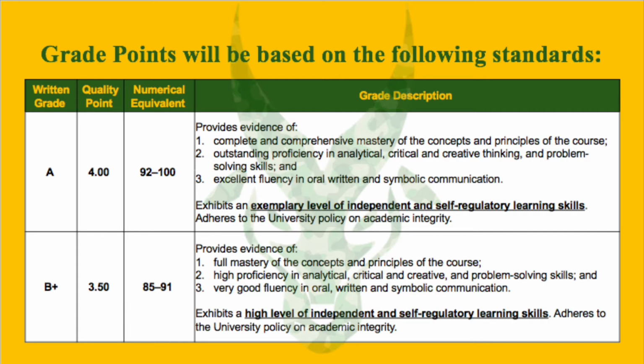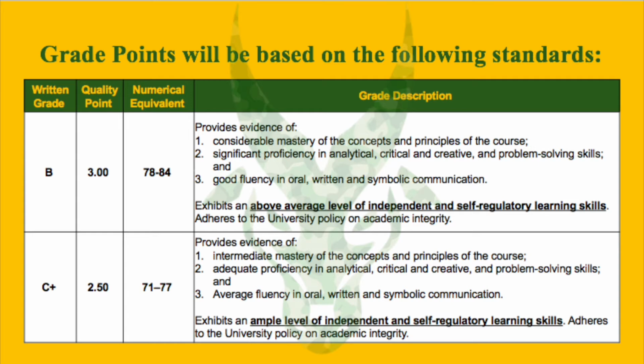So if you get an A, it means you have exemplary performance. You are as good as the teacher already. You can replace me at the end of the semester. And then if you got the B+, it's a high level of performance. It's around 85 to 91. And then we also have the B, okay, above average performance. The numerical equivalent here is 78 to 84.